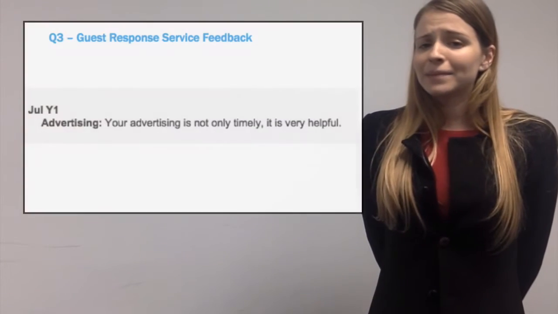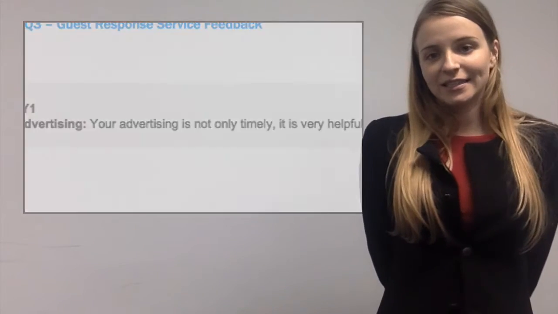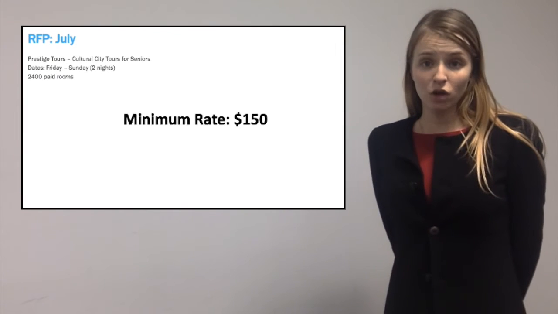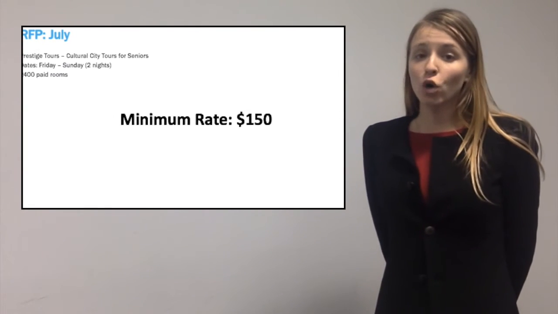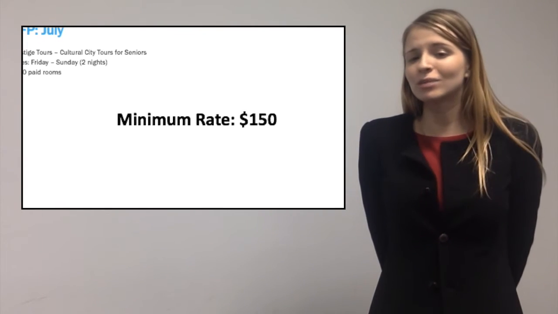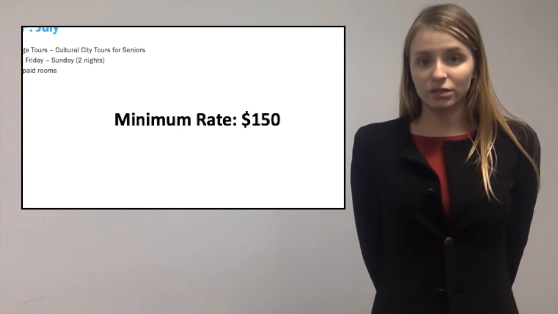Our customers kept appreciating our advertising, and hence we continued investing in it. Our third request for proposal minimum rate was $150, higher than the previous month. We didn't want the group as they would occupy the hotel only for the weekends. Due to the circumstances of the high season, we assumed that the leisure customers would occupy the weekends with a higher rate.